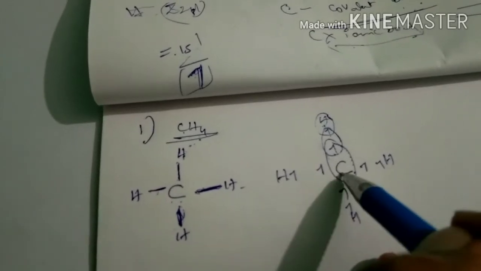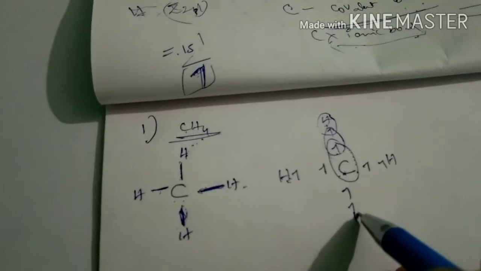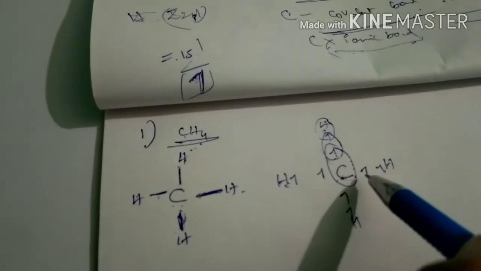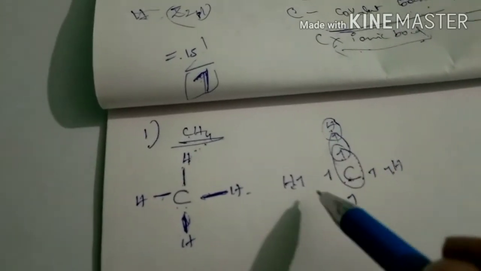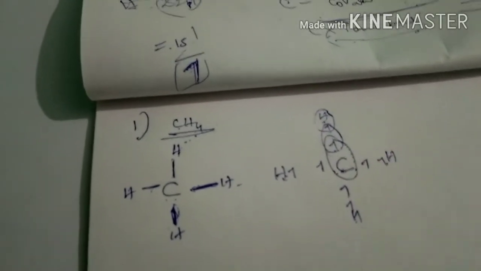Here also sharing of electrons takes place between 2 atoms. Here also sharing of electrons takes place between 2 atoms. That sharing takes place equally. Then between them one agreement will come. That agreement is called a bond.